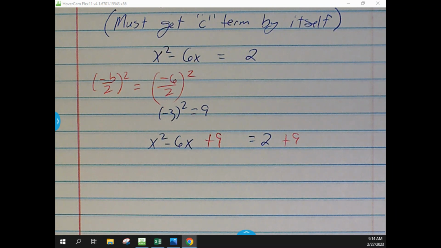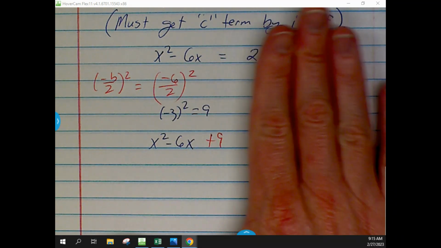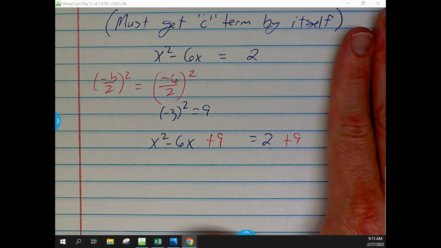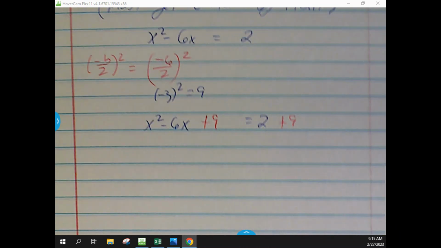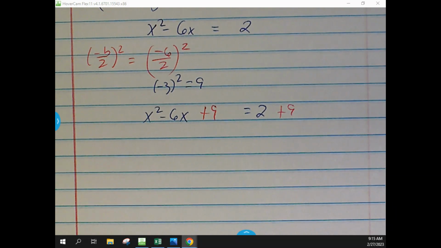And that used to throw me off when I was in y'all's shoes, because I understood completing the square to get this, but because I already had this 2 that was over here, I always would forget to add that 9 on both sides. And then finally somebody told me later, you don't have to do that. You could just do the quadratic formula and find the answer. I'm like, well, that would make life a lot easier. How come they didn't tell me that back then?